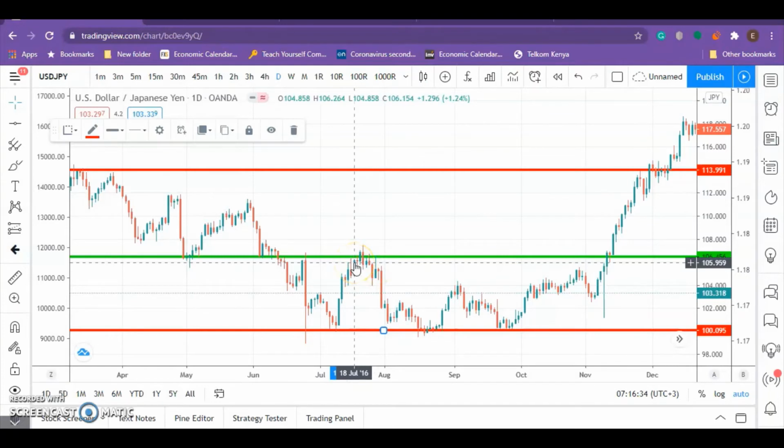So that's how the breakout works. You wait for it to break, then as it retraces, you place your sell orders, and also vice versa.